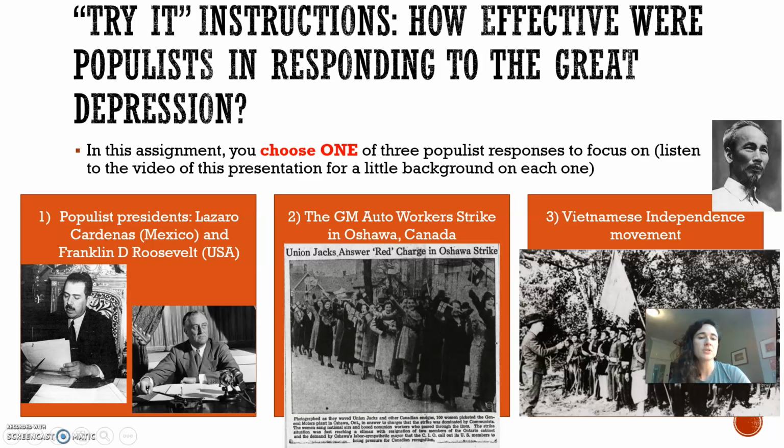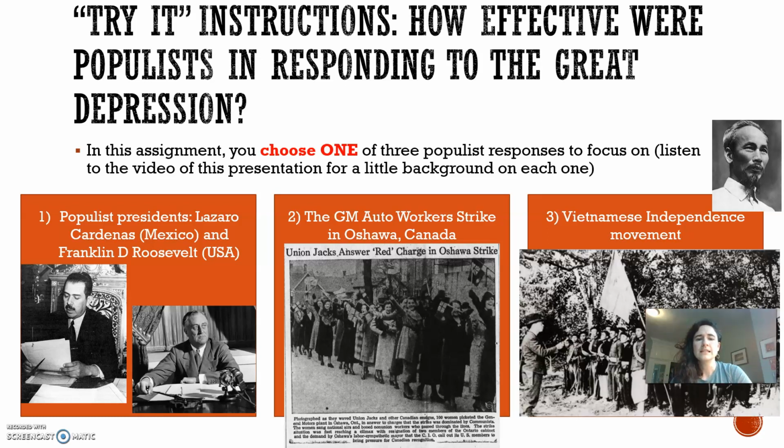The first one is populist president. If you're interested in seeing what the government did in a populist way to address the Great Depression, you're going to compare a little section of the speeches of Lázaro Cárdenas, who was the president of Mexico, and Franklin Delano Roosevelt, who was the president of the United States. Both made huge sweeping reforms to the economy and to the role of the government in a way to deal with the Great Depression. So you'll see how the government stepped in.